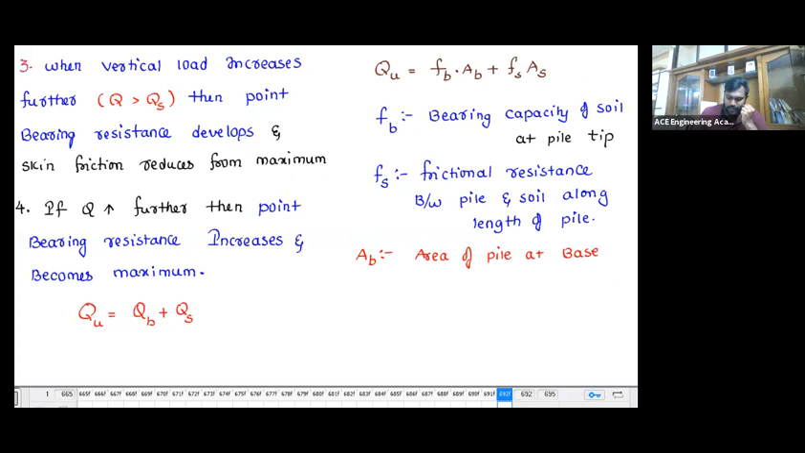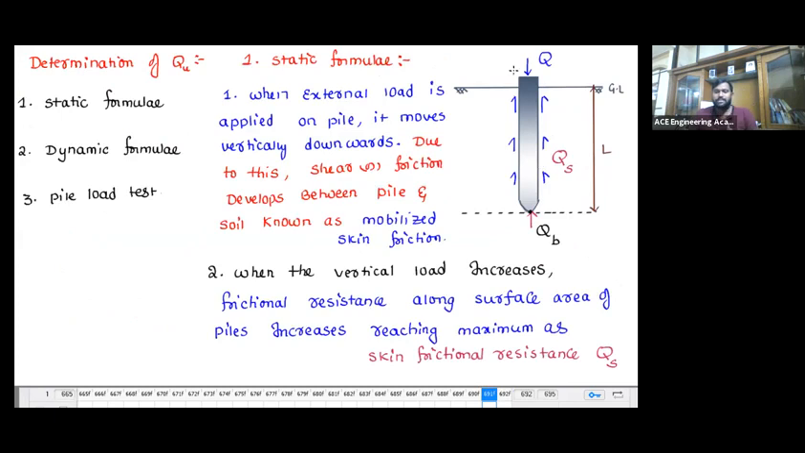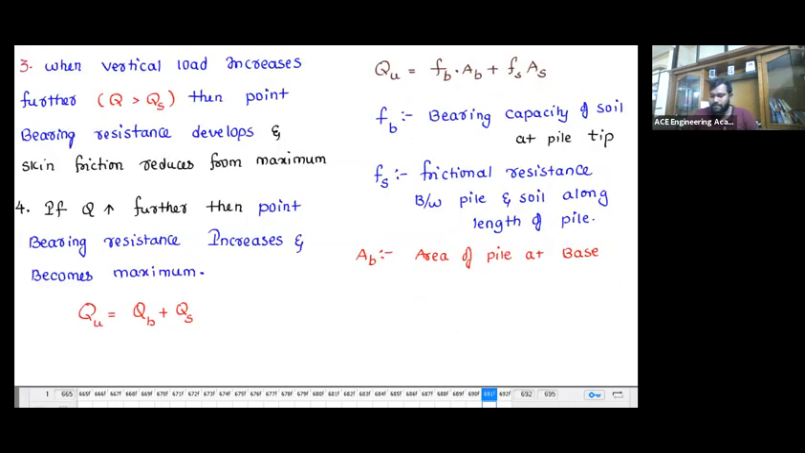So now AB is nothing but area at the base of the pile tip, or area at the base. Sir, how to find out the area? See, whatever the bearing capacity at the pile tip, which is nothing but load, is bearing capacity into area. What is that area? If the pile is going to be a square pile or circular pile, if the pile is a circular pile, then AB is equals to pi by 4 d square.